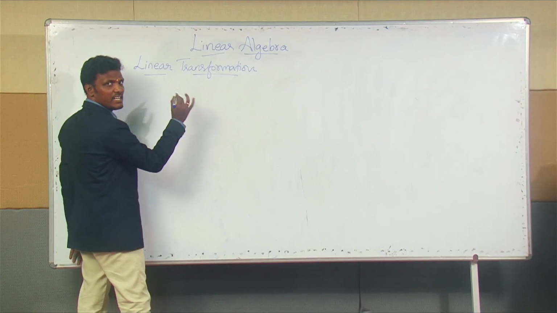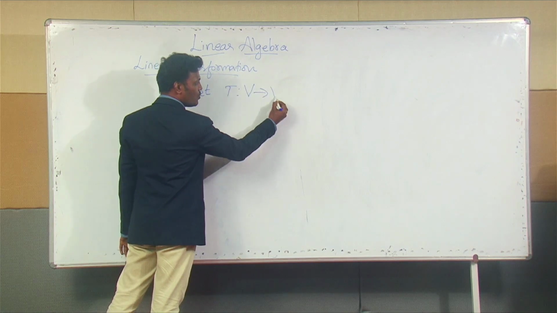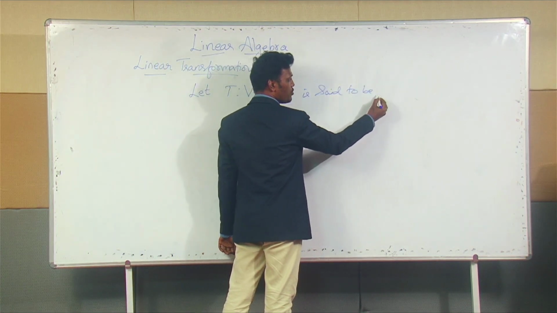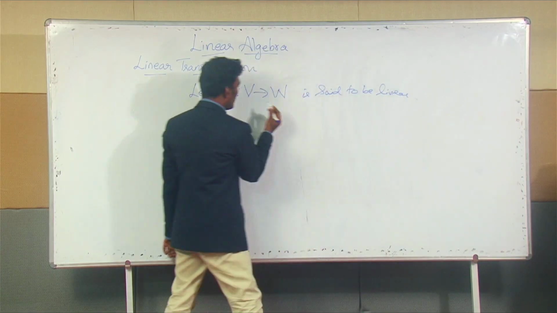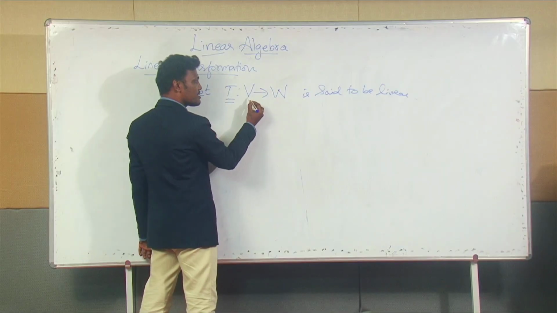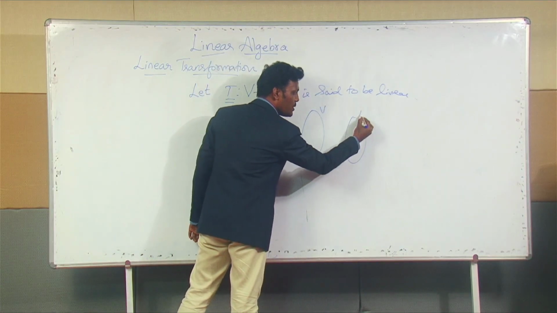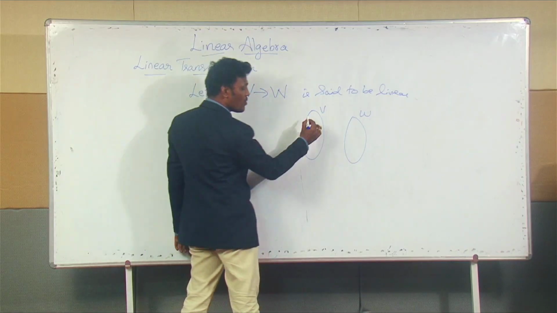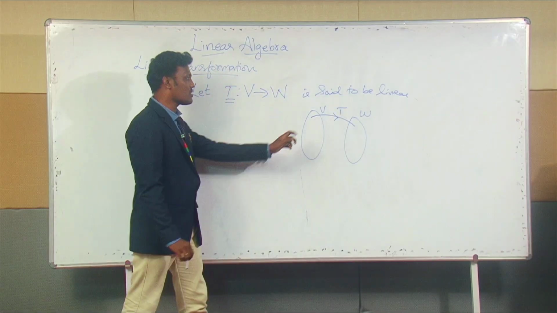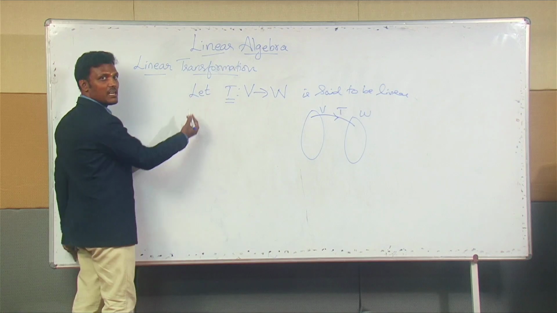So, what is the meaning of linear transformation? Let T from V to W be a linear transformation, that is, a transformation from one vector space to another vector space. This is the V vector space and this is the W vector space. The transformation from one vector space to another is done by the function T, such that the following condition should be satisfied.